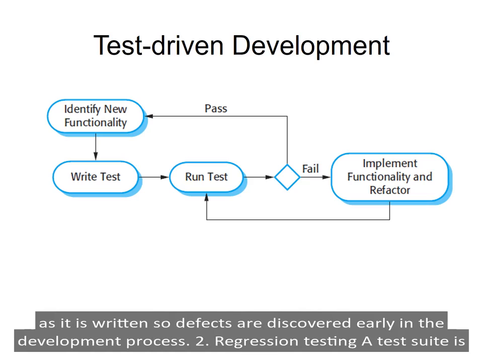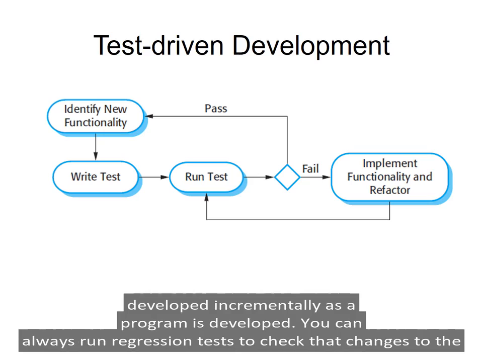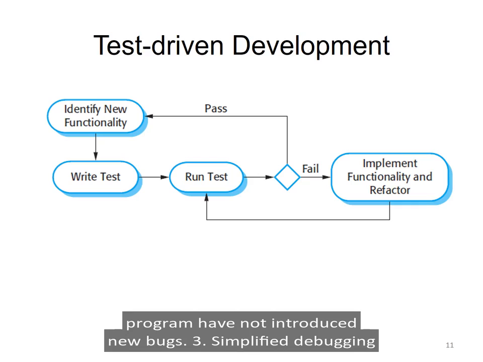Number 2. Regression testing. A test suite is developed incrementally as a program is developed. You can always run a regression test to check that changes to the program have not introduced new bugs.